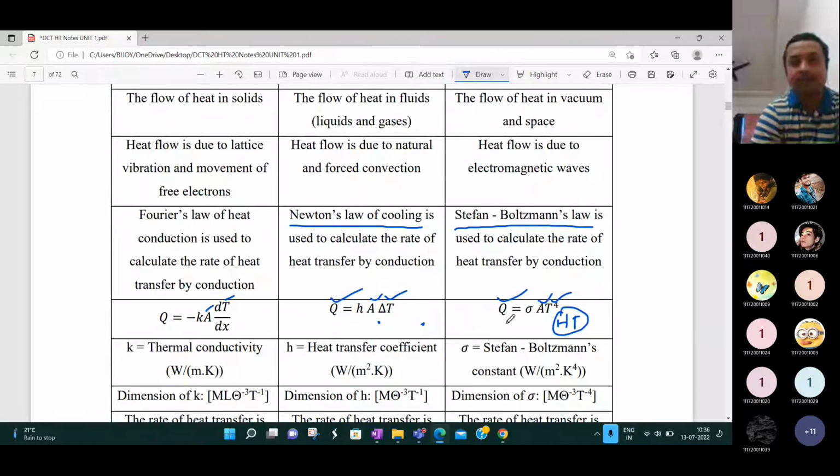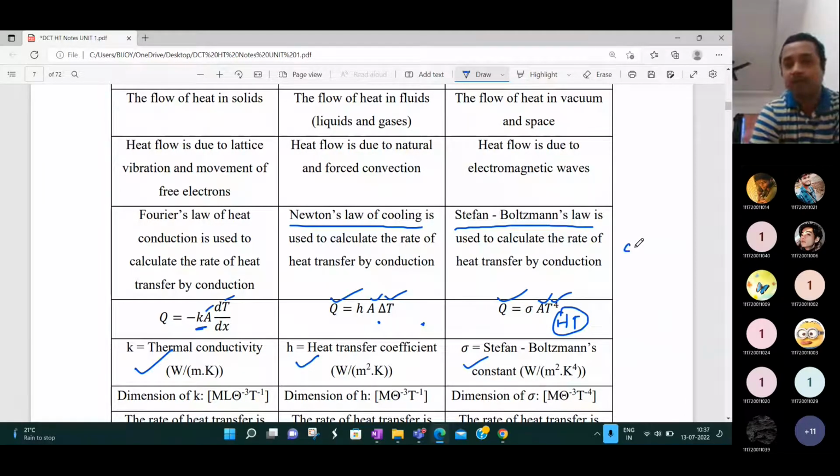Then we use three proportionality constants. For conduction, we use small k, the thermal conductivity. For convection, we use small h, the heat transfer coefficient. For radiation, we use sigma, the Stefan-Boltzmann constant. Their units are also very important. k is watt per meter Kelvin, h is watt per meter square Kelvin, and the Stefan-Boltzmann constant is watt per meter square Kelvin to the power fourth, because T to the power fourth is there.